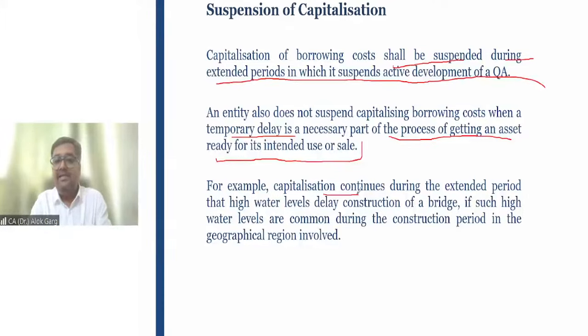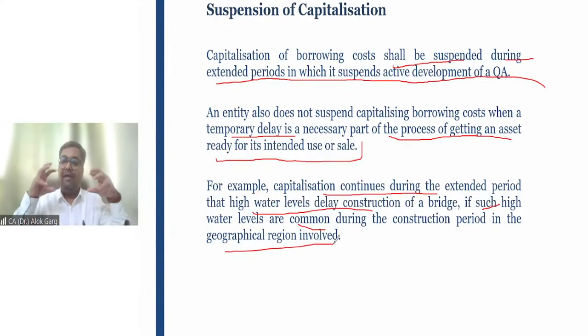For example, capitalization continues during the extended period of high water level delay in construction of a bridge, if such high water levels are common during the construction period in the geographical region involved. So friends, is that clear? If the temporary delay is anticipated, it is already a part of the process, in that case the borrowing cost capitalization will not be suspended. It has to be capitalized. But if the temporary delay is not a part of the process, it is not anticipated, in that case the borrowing cost has to be suspended, postponed.